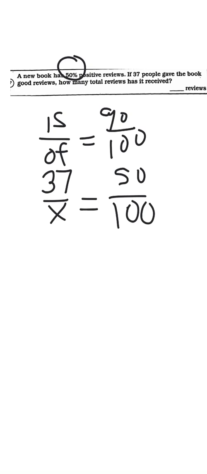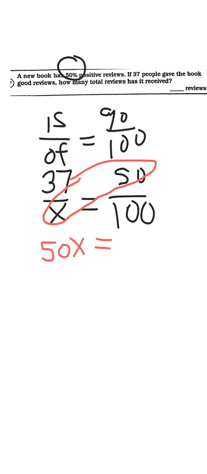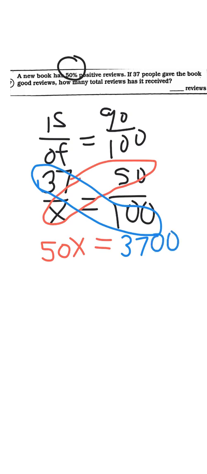We're going to cross multiply. We're going to go across. This is like the butterfly method we said. And we have 50 times x, which equals 50x, right? Just 50 and the x next to it. Equals, and then whatever this is. So 37 times 100. And that's just 37. I add my 2 zeros on the 100. Boom, 3,700. And now the goal here again is to get x by itself.